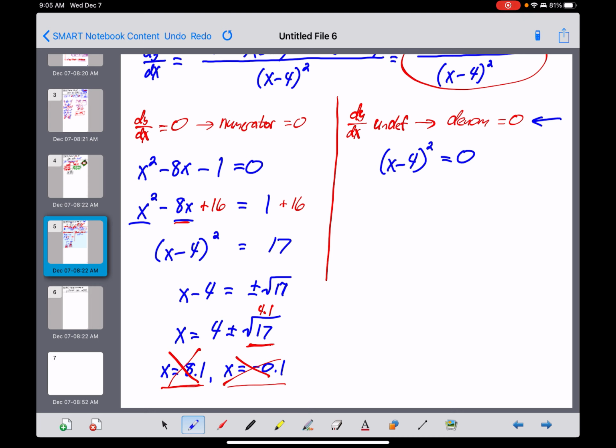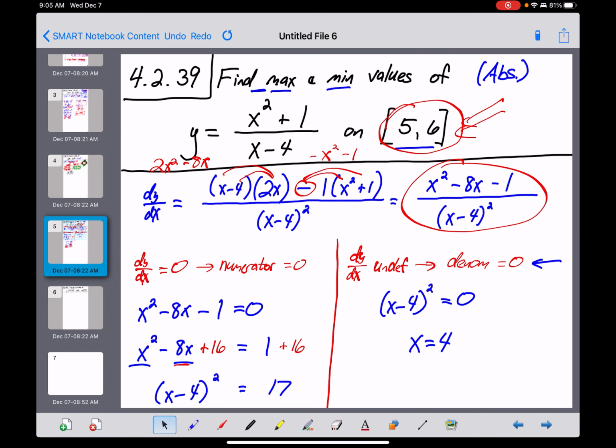Well, this one, kind of hoping you guys can just stare at that and tell me the answer. Take the square root of both sides, add 4, you're going to get x equals 4 for a value for which your denominator would be 0, which would make your derivative undefined. But guess what, guys? 4 is also not in the domain from 5 to 6. So that means we have to throw this one out as well. That's kind of a weird problem in that regard.